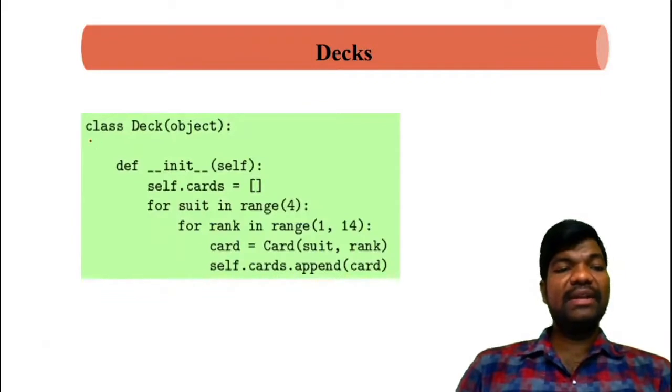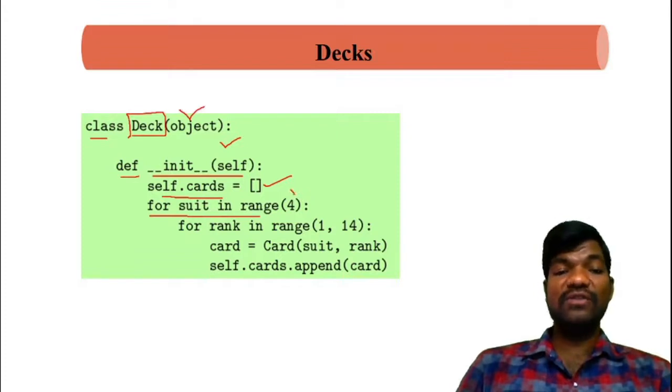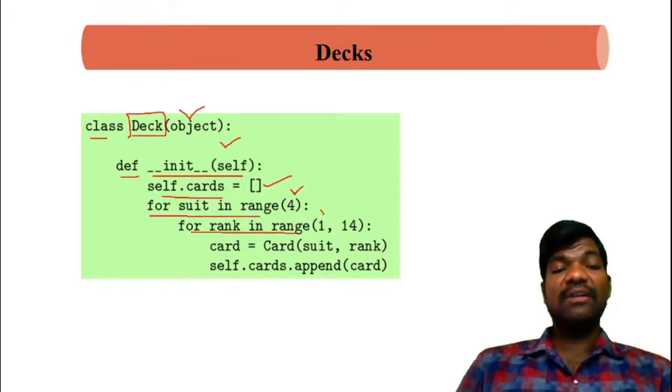So here I am creating a class, the Deck class, with object. I am defining one function, initializing self. The self.cards is initially empty. So for suit in range, how many suits are there? 4 suits. So what is the range? 4. For rank in range from 1 to 14, card equals Card of suit, rank.